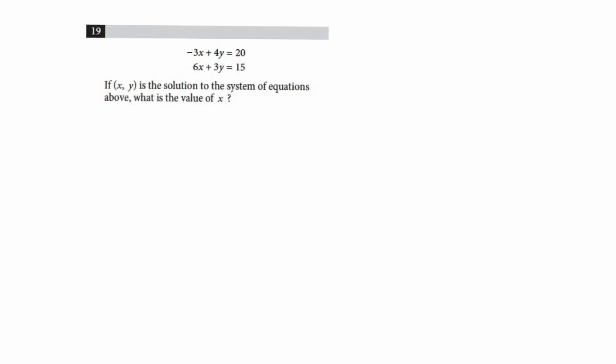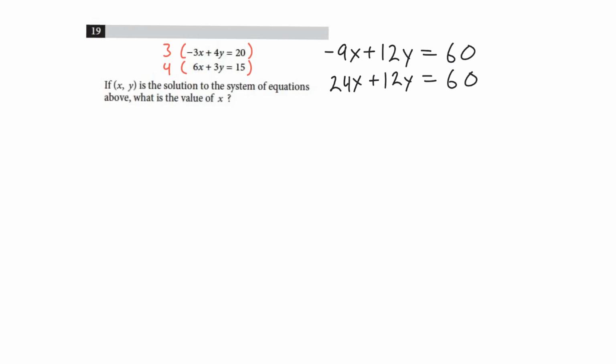I think we'll be doing well. So if we use elimination, we can multiply the first equation by 3, and we could multiply the second equation by 4, and then we'll get common coefficients on the y terms. So the first equation will be negative 9x plus 12y equals 60. The second equation is going to be 24x plus 12y equals 60.